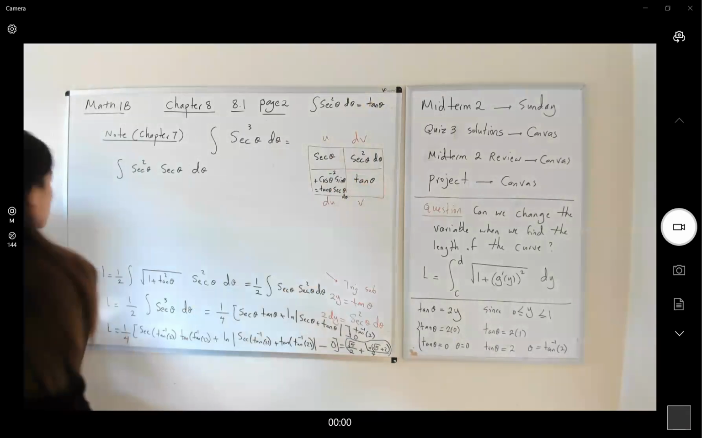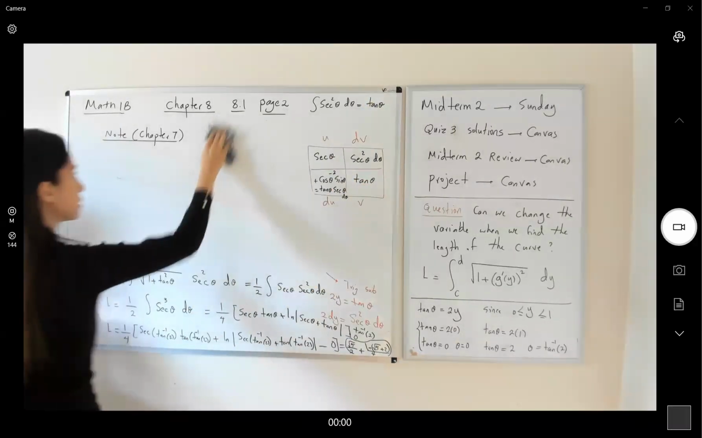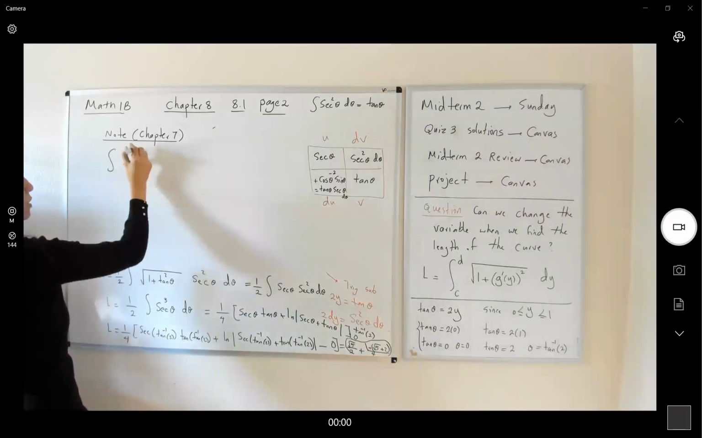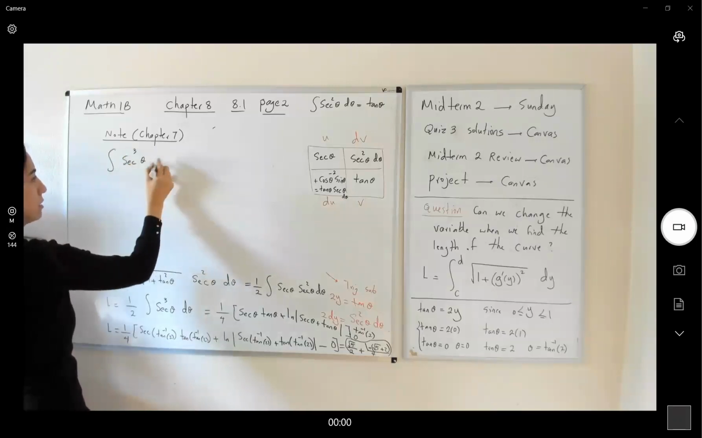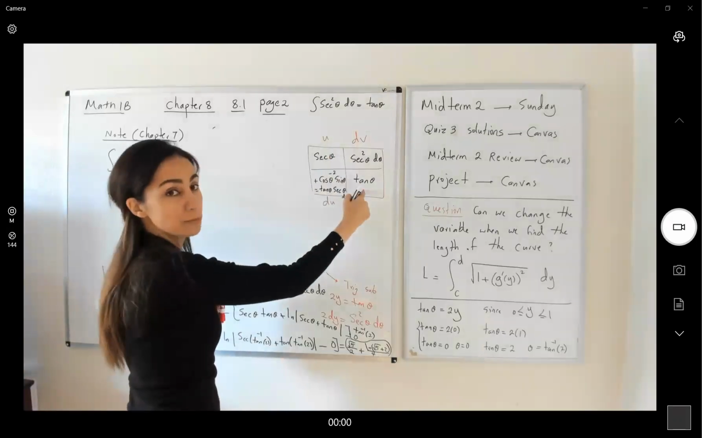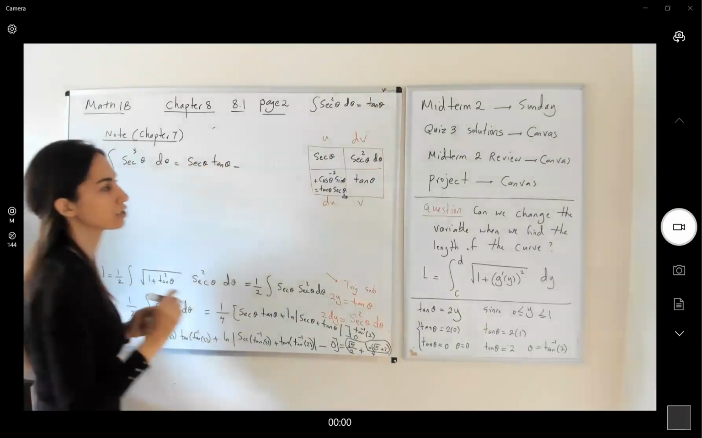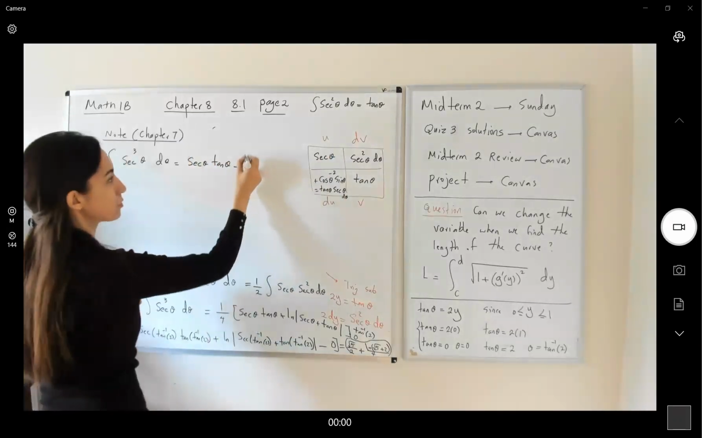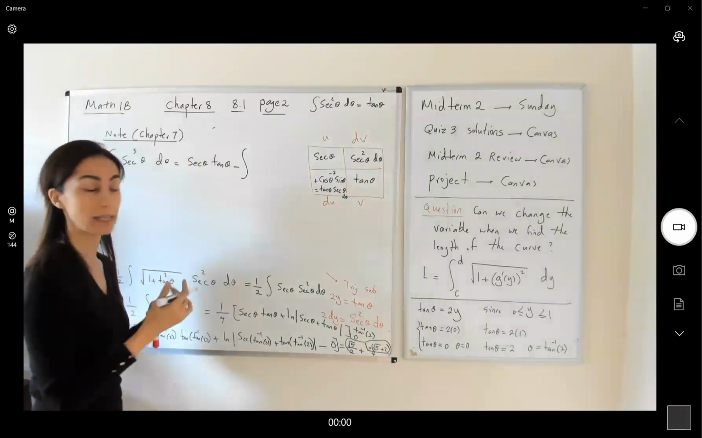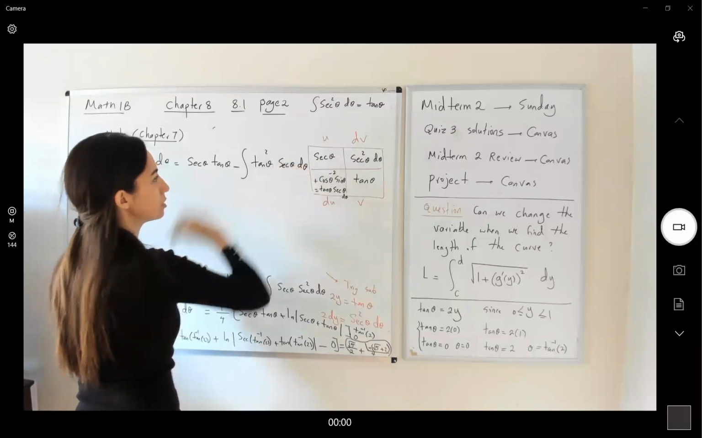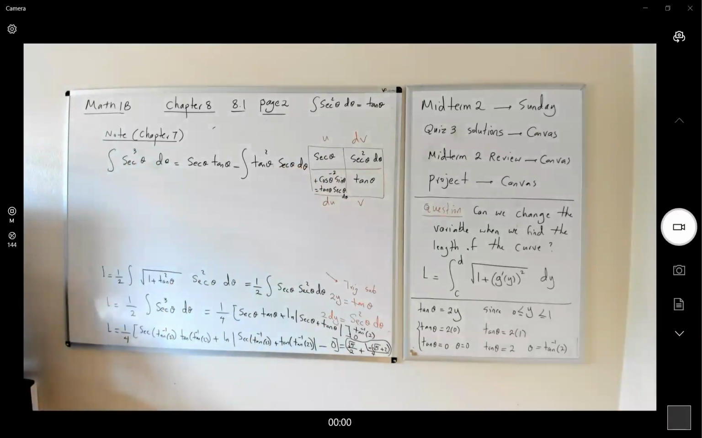Okay, very well. So the integral of secant to the third theta can be written as uv, secant tangent, minus integral v du. Tangent times tangent is tangent squared times secant theta d theta. There we go.